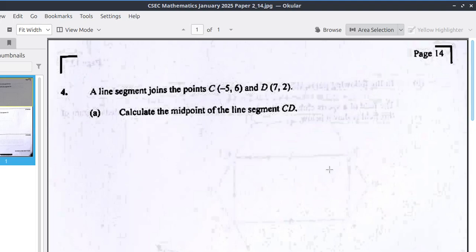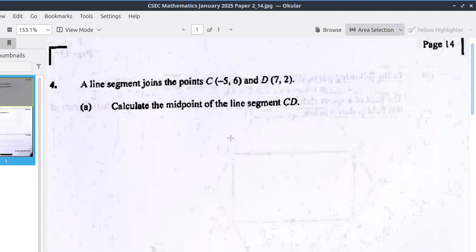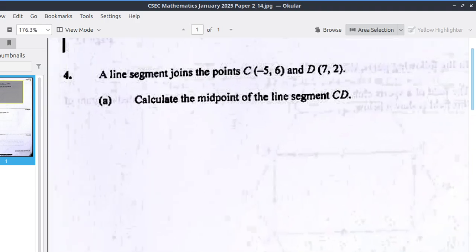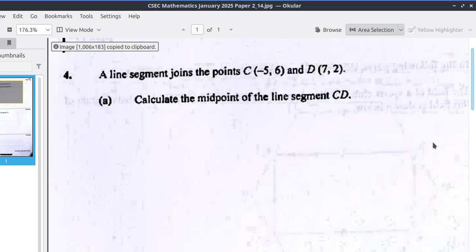Let's continue looking at the CSEC Mathematics, January 2025, paper 2. Question 4, for 2 marks. Here it says, a line segment joins C at -5, 6, and D at 7, 2. Calculate the midpoint of the line segment CD. Let me just copy this question and paste it over here.